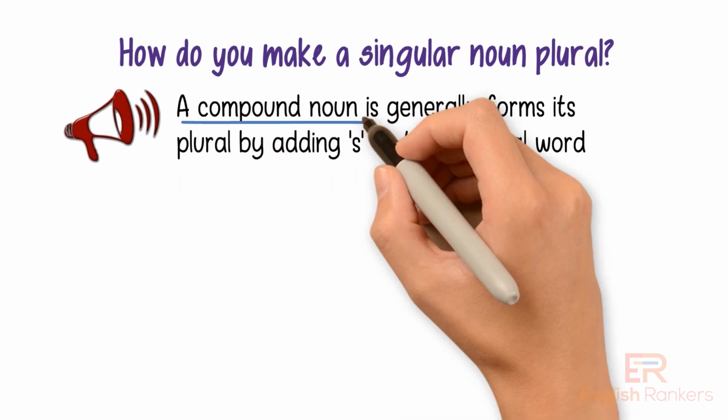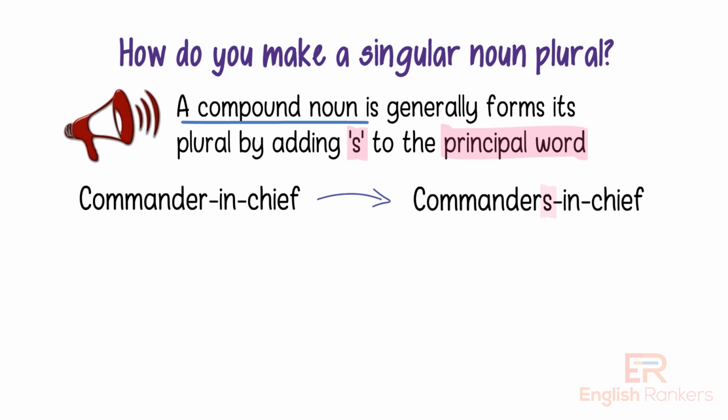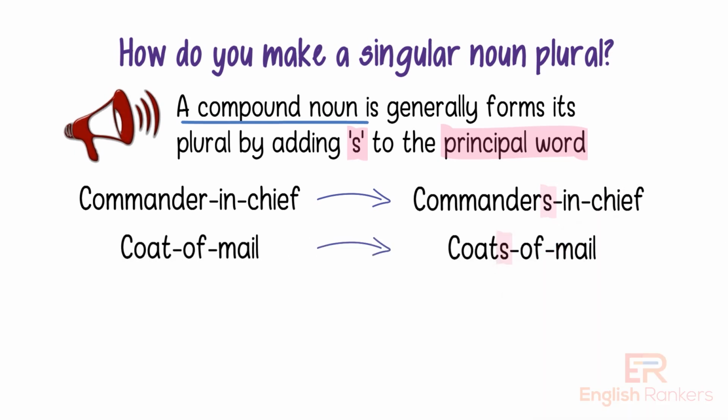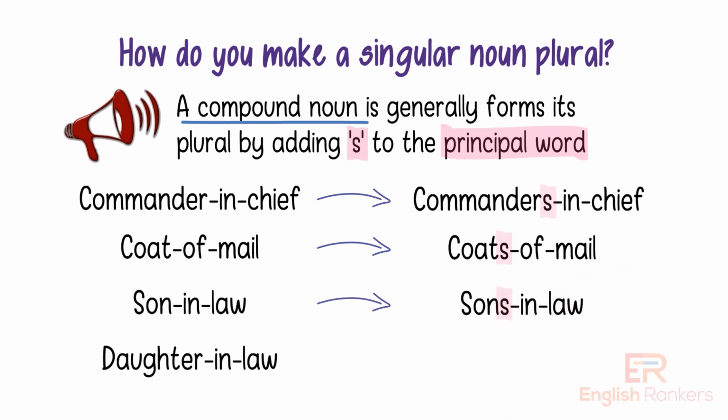A compound noun generally forms its plural by adding S to the principal word. Commander-in-chief, commanders-in-chief. Coat of mail, coats of mail. Son-in-law, sons-in-law. Daughter-in-law, daughters-in-law.